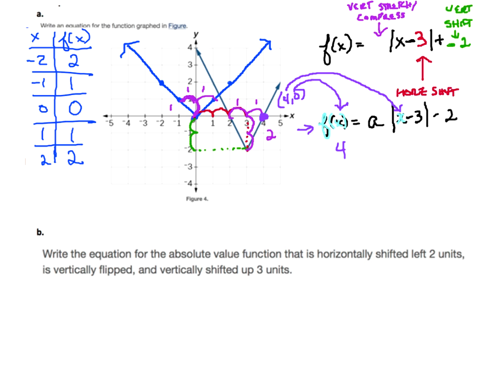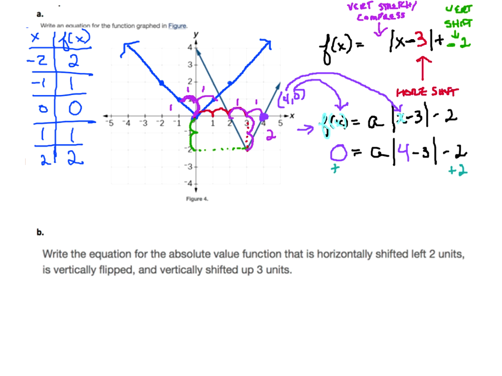So that's what I'm going to do. 0 equals some A value, some vertical stretch, multiplied by the absolute value of x, which my x, oops, I put the 4 in the wrong place. 4 is actually my x value. 0 is my y value. Okay, so 0 equals A times the absolute value of 4 minus 3, minus 2. Okay, so first thing I'm going to do, now I'm just solving for A.